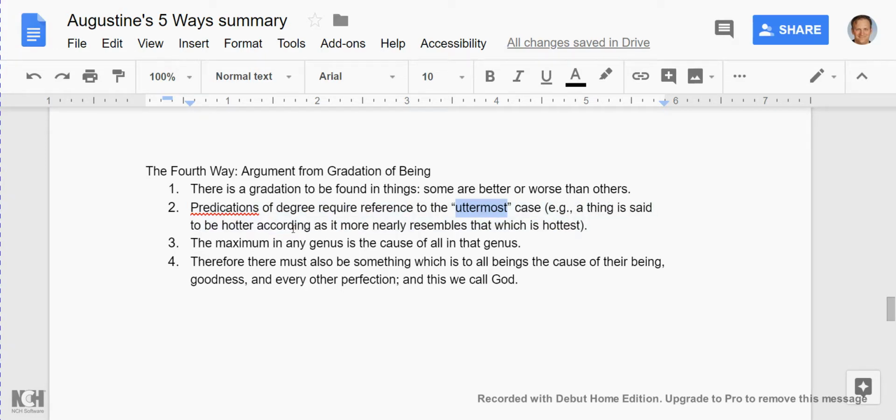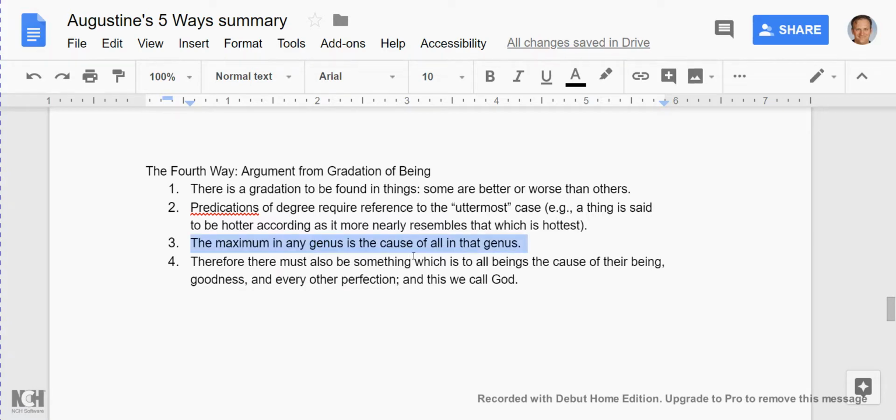A thing is said to be hotter according to as it nearly represents that which is hottest. So we can only say something is hotter as it tries to approach the absolute perfect hot thing, yeah? The maximum in any genus, so the maximum in any scale that we're looking at, is the cause of all in that genus. I don't know if I agree with that, but that's what he's claiming.